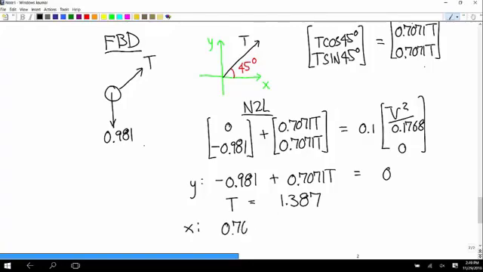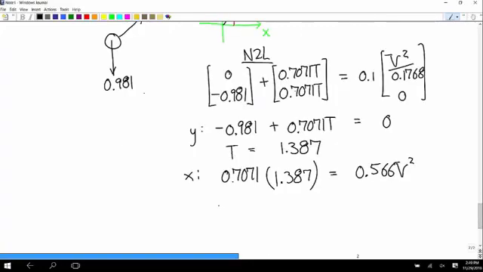And now plug that into the x equation. And you get 0.7071 times T, which we now know is 1.387, is equal to, whatever, what's 0.1 divided by 0.1768? 0.566 v squared. And so what do you get for v squared?